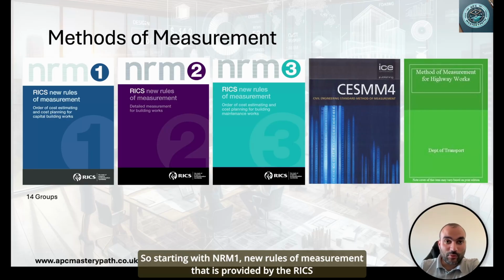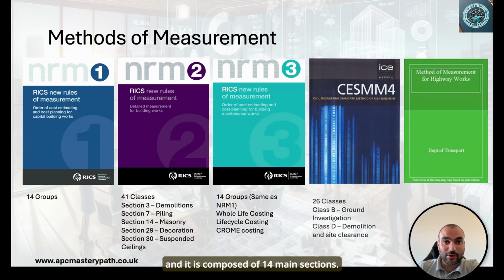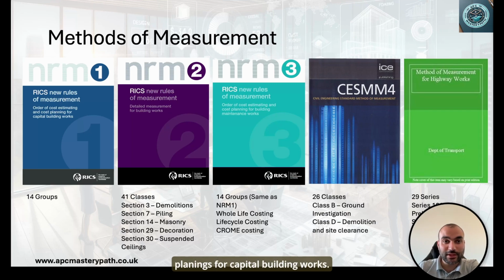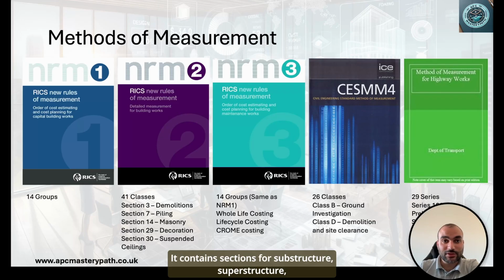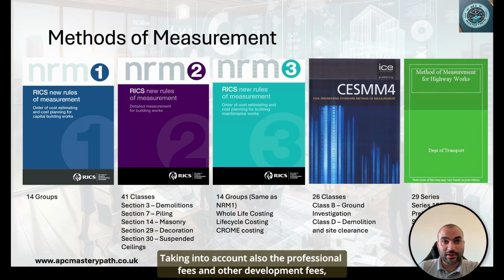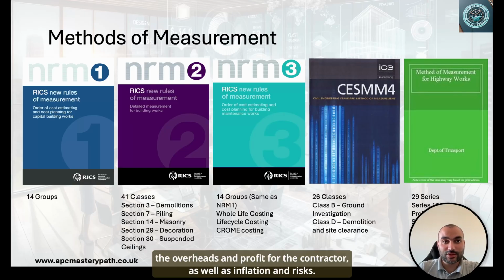So starting with NRM1, new rules of measurement, that is provided by the RICS, and it is composed of 14 main sections. It deals with the order of cost estimation and cost plannings for capital building works. It contains sections for substructure, superstructure, external finishes, the furnishings, fittings, and equipment, in addition to services, as well as external works for the building, taking into account also the professional fees and other development fees, the overheads and profit for the contractor, as well as inflation and risks.